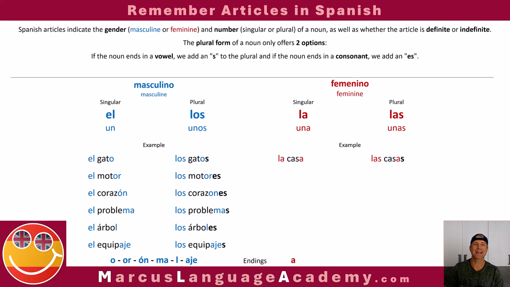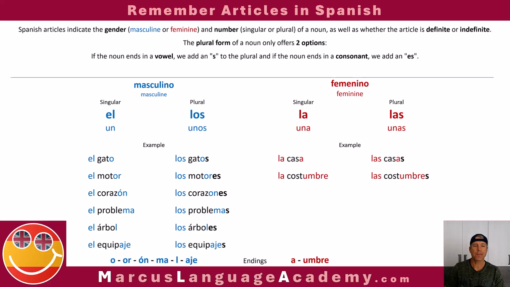The first one is la casa, the house, or las casas. It ends in an A, la casa, and normally A indicates that it's feminine. Okay? But be careful because el problema with MA is masculine. But normally the A would be feminine, la casa. When we use the indefinite feminine article, it would be una casa or unas casas.